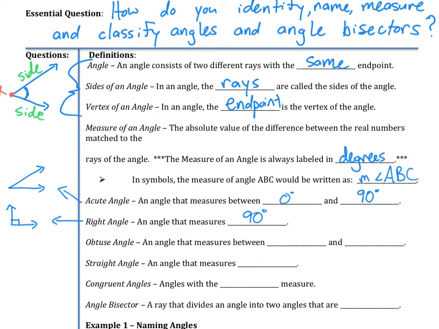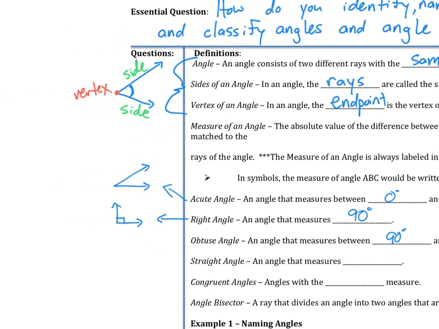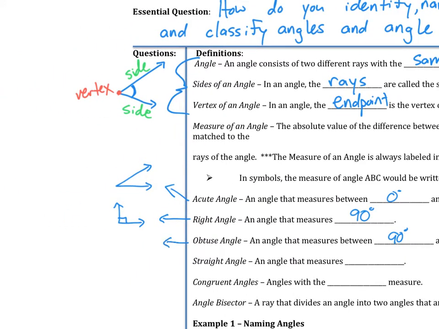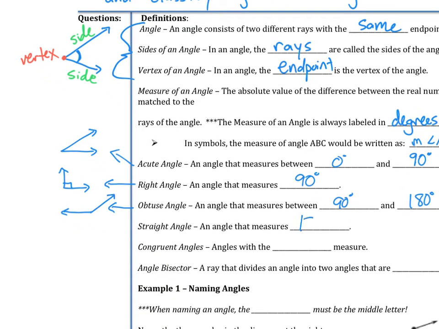An obtuse angle is an angle that measures between 90 degrees and 180. And obtuse, you could guess, is more open than a right angle. So acute is small, right angle is 90, obtuse is big. And a straight angle is an angle that measures exactly 180 degrees. So a straight angle actually is a line. It's just a line.